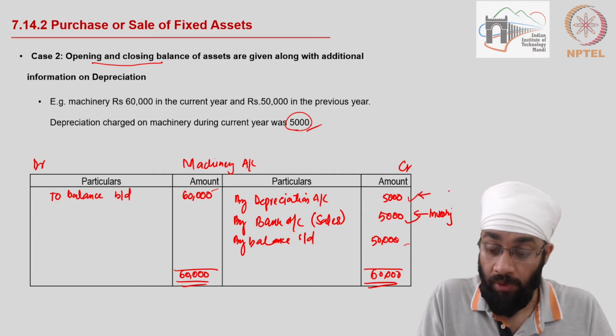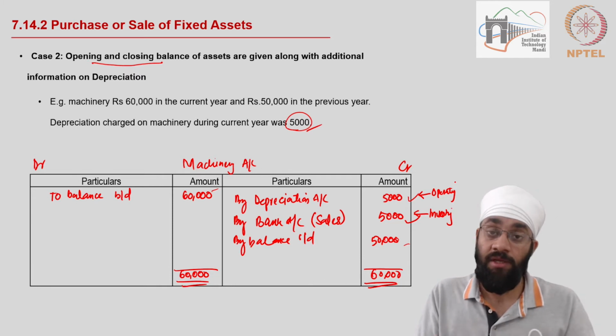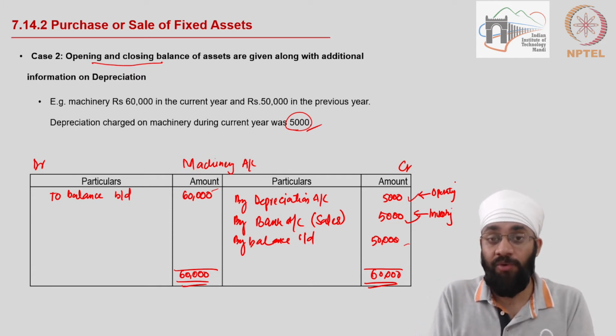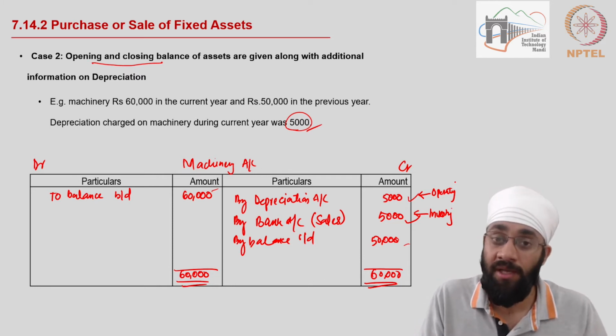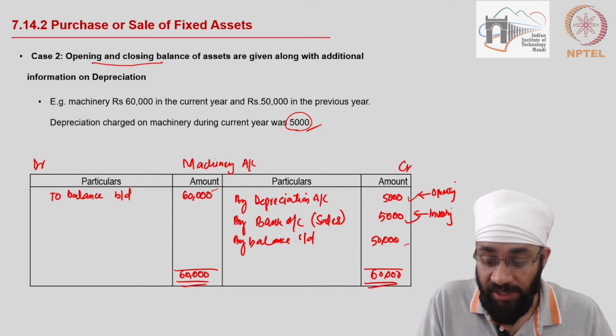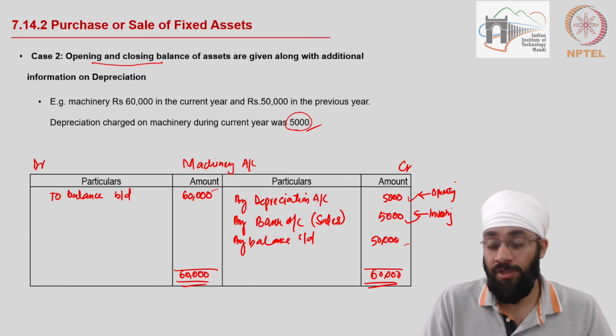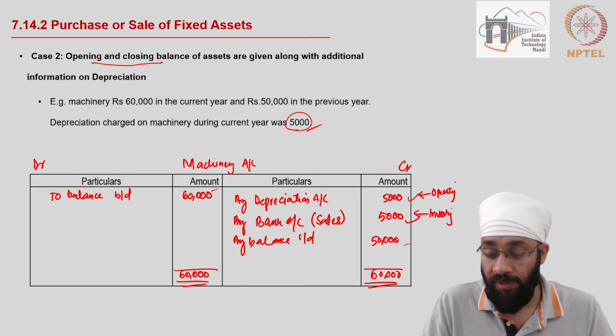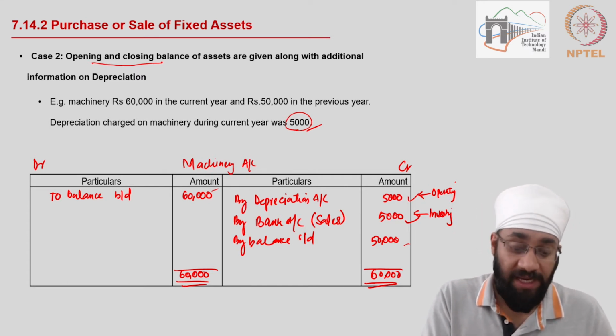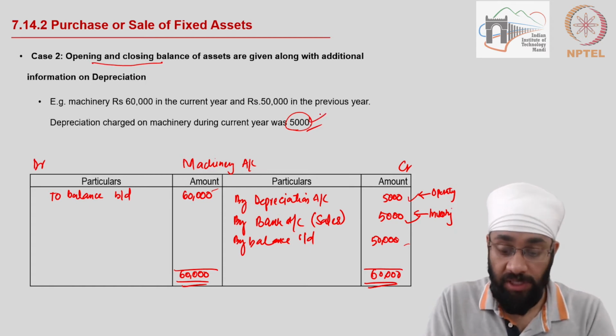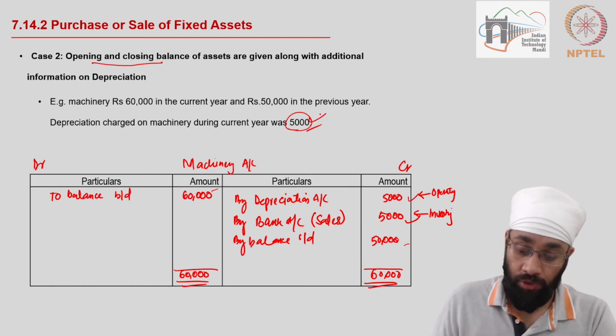The depreciation amount actually goes to operating activities, but you take it out of the operating activities. This is a non-cash item. Although it is an operating expense, it is a non-cash expense. So you add it back to the profit to remove its effect. So that's the second case where the depreciation amount is given to you.